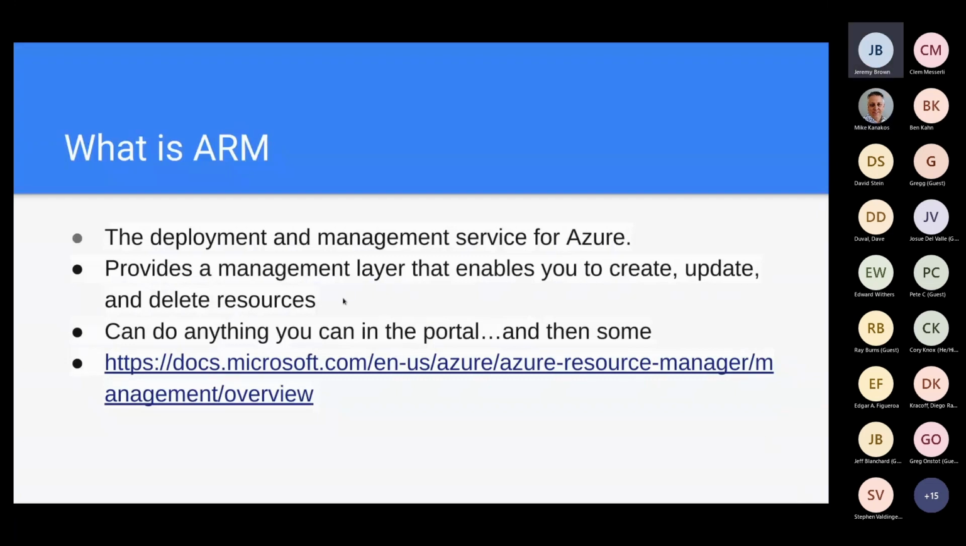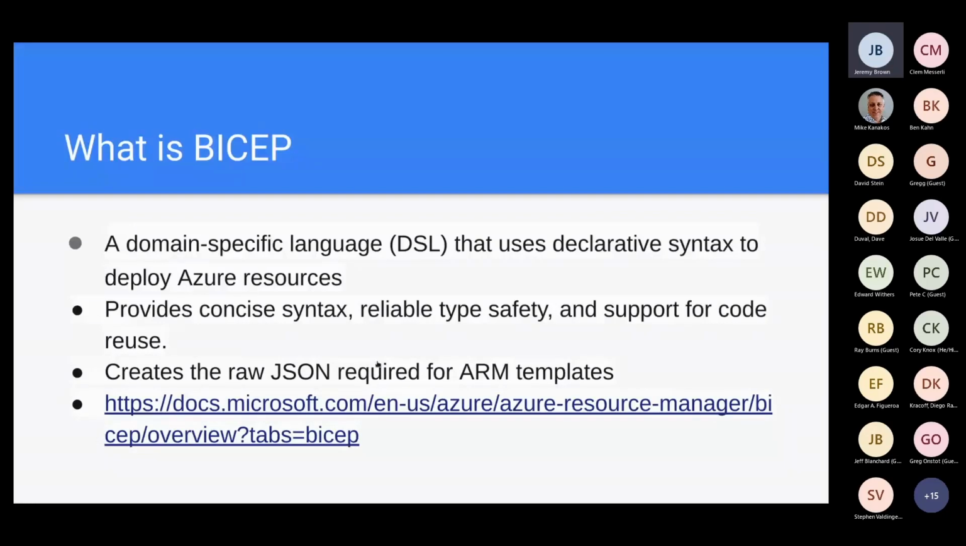So the old way is the ARM template, right? And I shouldn't say it's the old way. What previously existed was only an ARM template. And you can do everything you want in the portal and then some with an ARM template. What comes next is Bicep. So Bicep is a domain specific language that allows us to create that ARM template.